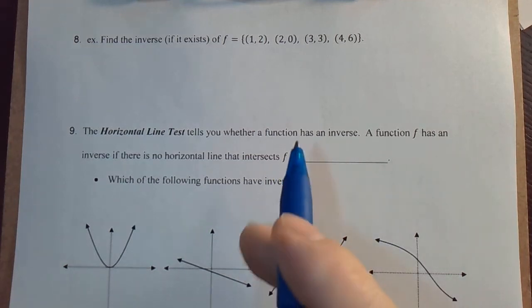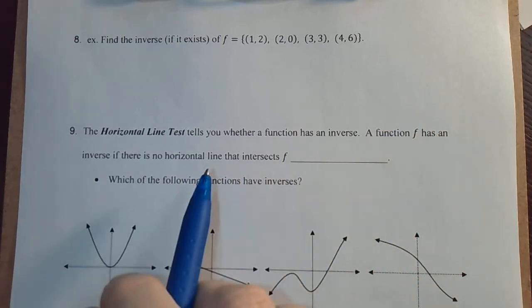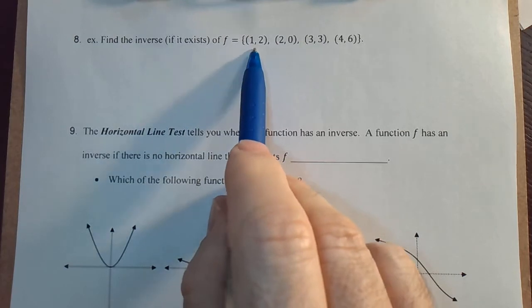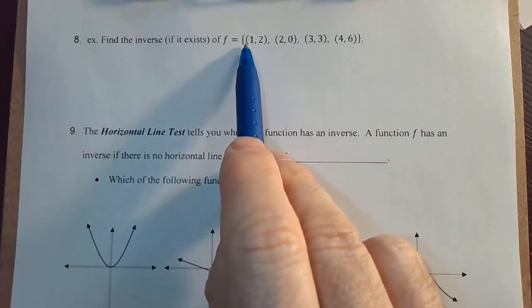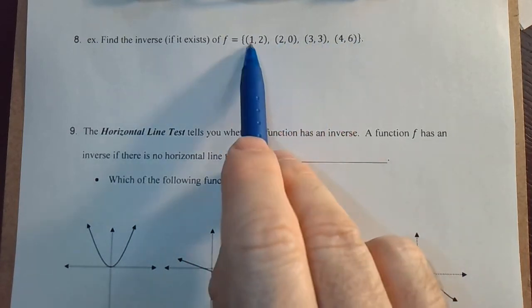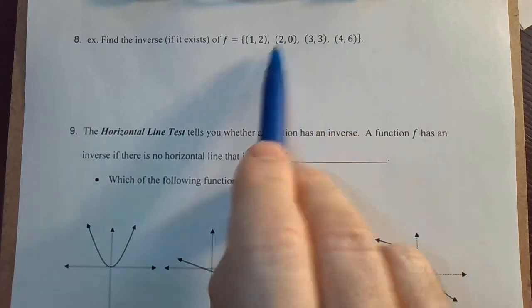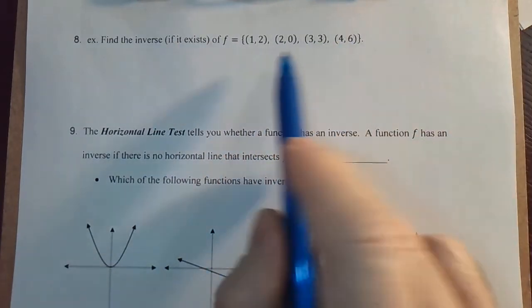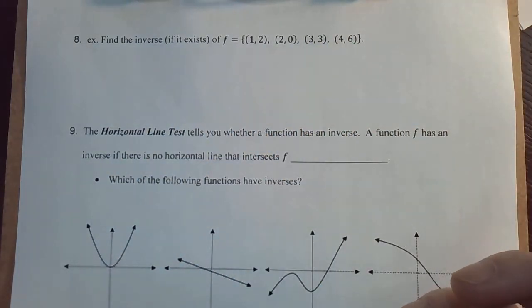Well, let's look at a very simple function that we want to find the inverse of, if the inverse exists. We're going back to something really simple. Remember, a function is a set of ordered pairs where you can't have two ordered pairs with the same first component and two different second components. So all of our first components are different here, 1, 2, 3, 4, so no problem. This is definitely a function.